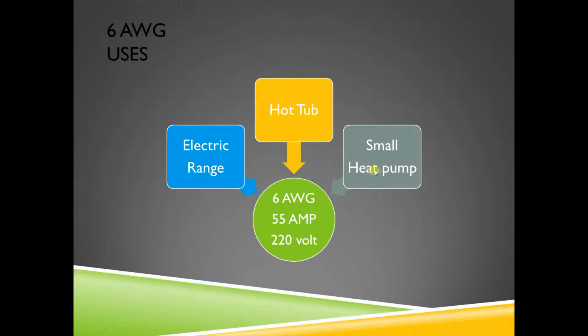Or a small heat pump. Again, the high current and the power comes from the heating elements that are installed inside the heat pump. All of these are examples of a circuit that would be run with 6 gauge wire and placed on a 50 or 55 amp breaker. It will actually be a 50 amp breaker. It would be kind of difficult to find a 55 amp breaker rated at 220 volt. Okay, so that's pretty much it for some of the common uses for these different wire sizes.